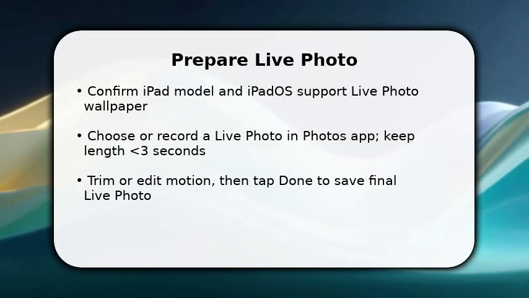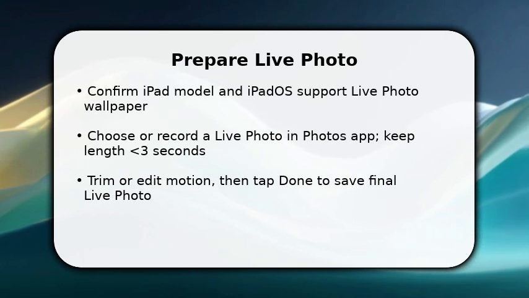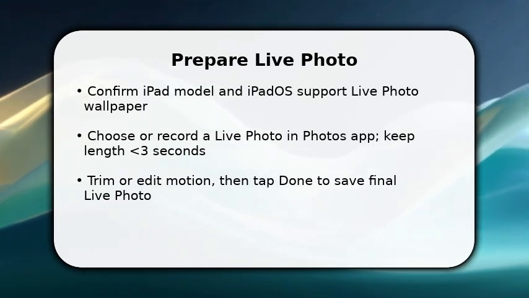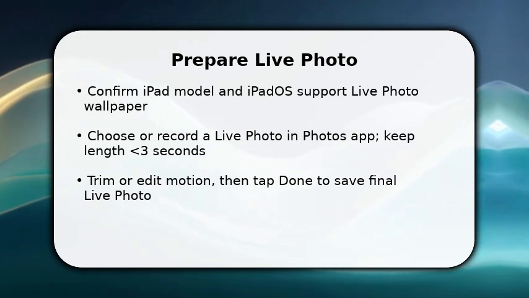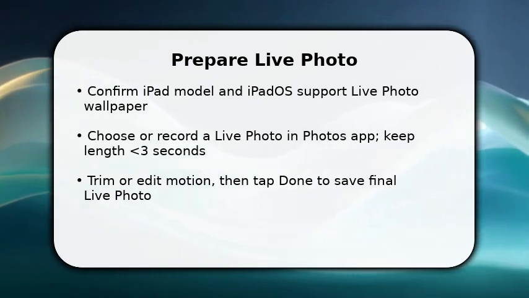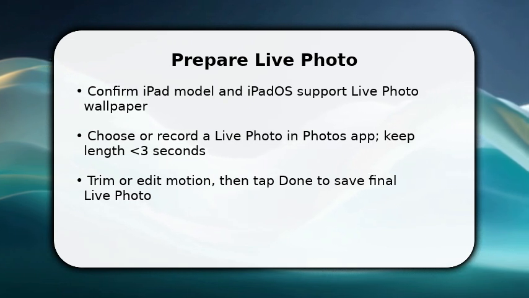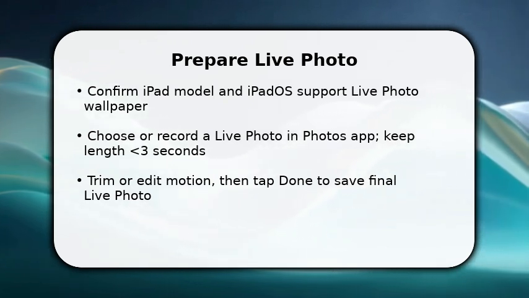You'll start by preparing a live photo. Open Photos and pick or record the clip you want. Live photos work best under 3 seconds because they loop cleanly. Once chosen, use Edit to trim, stabilize, or change key photo so motion begins where you want it.